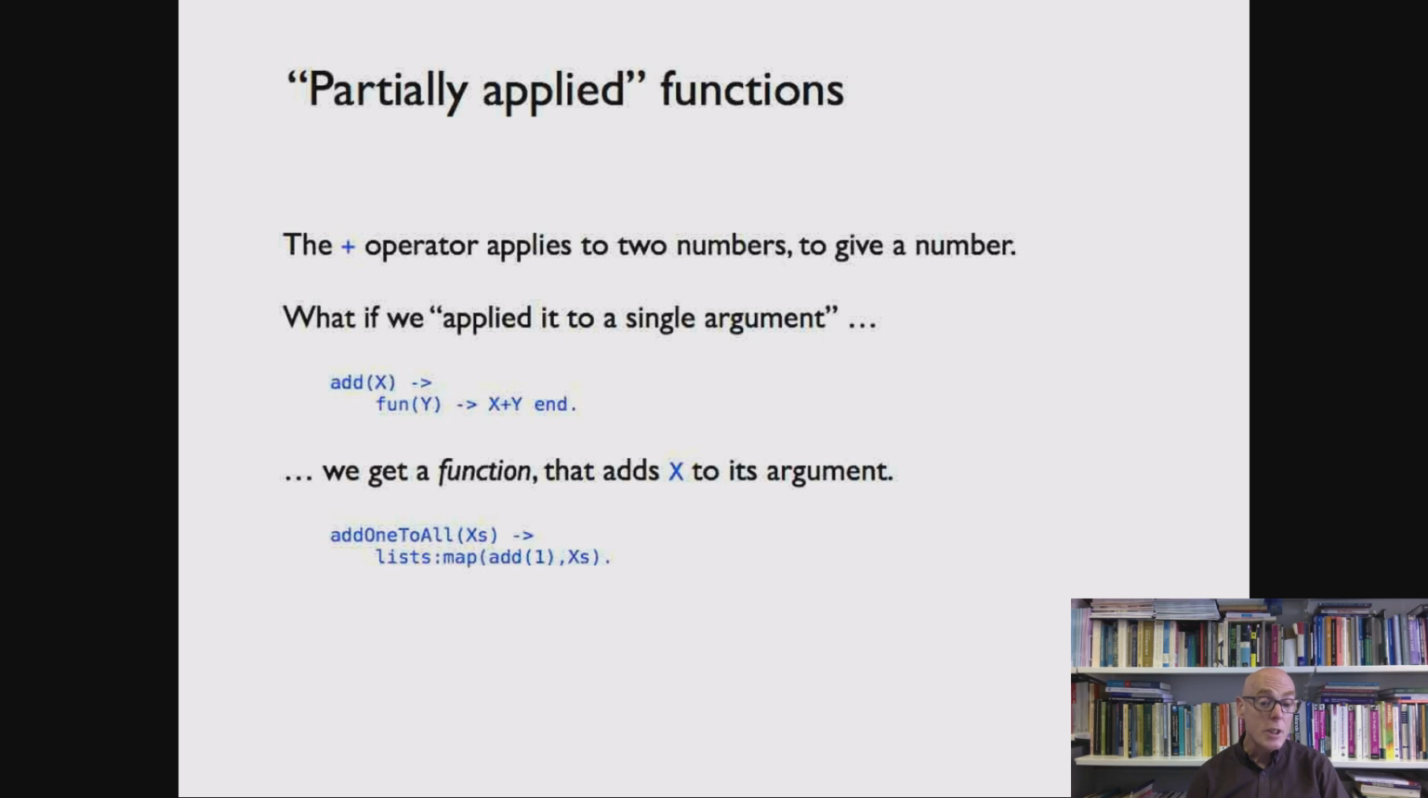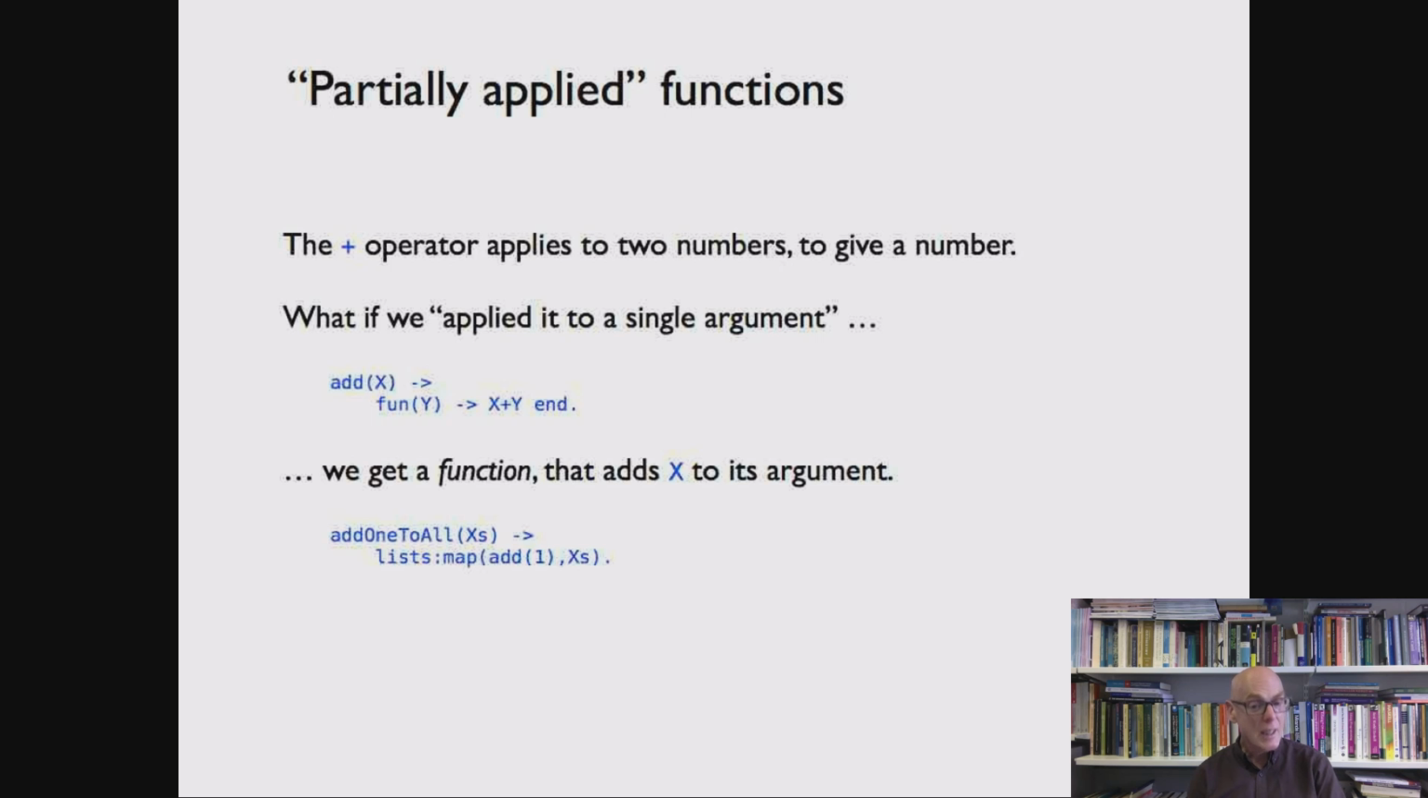And then we can use that in defining other functions. So we've got a function add that has a function as a result, and we can use that result where we expect a function. So here's an example. If we want to add 1 to everything in a list, we can do lists:map applied to the function add 1. That's add applied to 1.